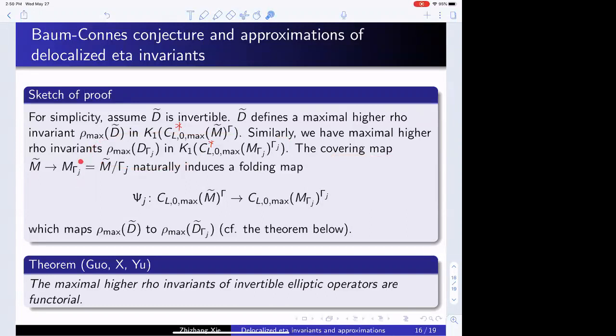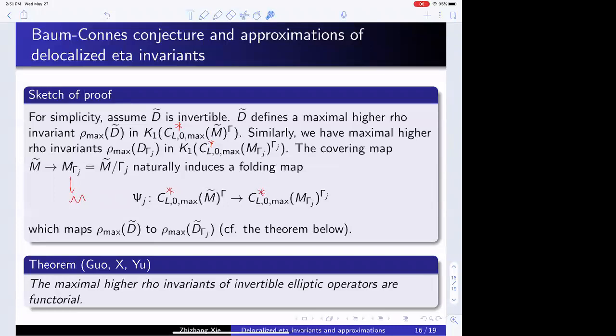Think of this as the intermediate cover between M tilde and M. Of course M tilde is also a cover of this one. This covering map naturally induces a folding map from this algebra to this other algebra. For people who are familiar with higher index theory, I'm sure you've seen this folding map in the context of index theory.